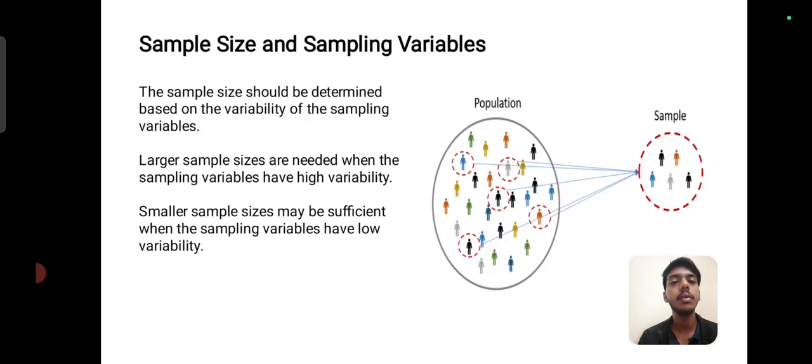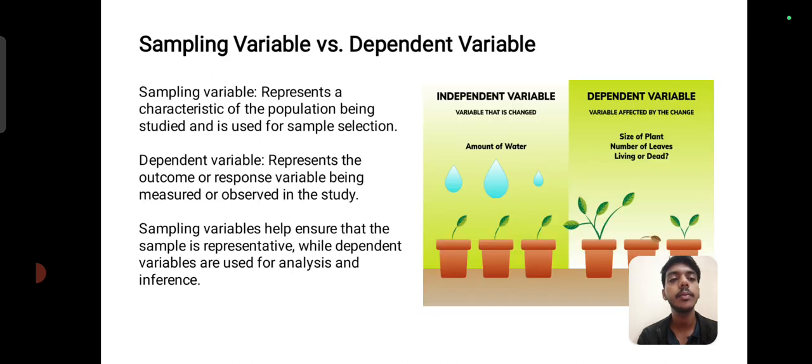Sample size and sampling variable. Sample size should be determined based on the variability of the sampling variables. Large sample sizes are needed when the sampling variable has high variability. Smaller sample sizes may be sufficient when the sampling variable has low variability.